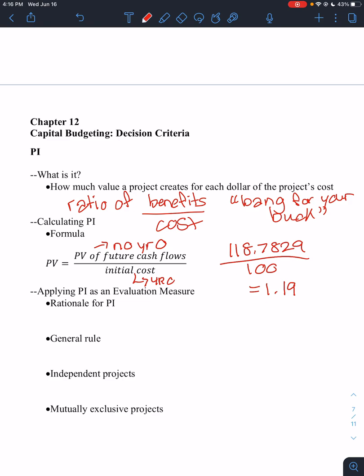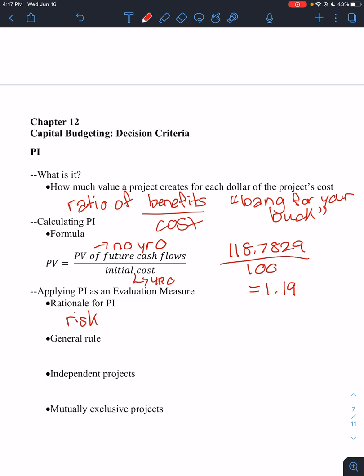Okay? So I'm getting $1.19 for every dollar I put into this project in terms of cost. I get $1.19. That's how we interpret that. Why do we even do this? No one's going to make the main decision based on profitability index, but it does give us something unique. It gives us an idea of how risky a project maybe is, right? So it gives us an idea about risk.